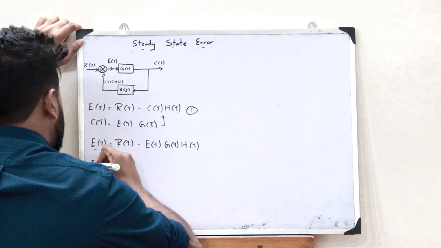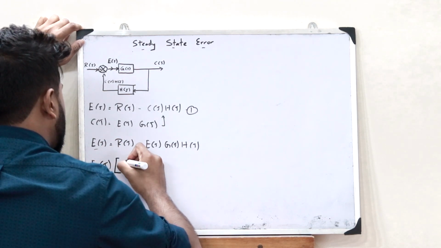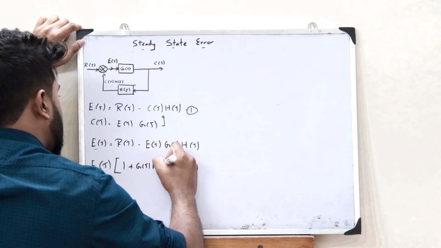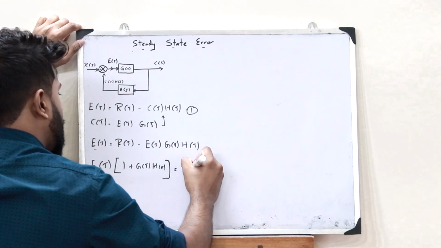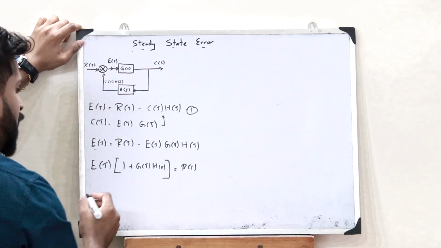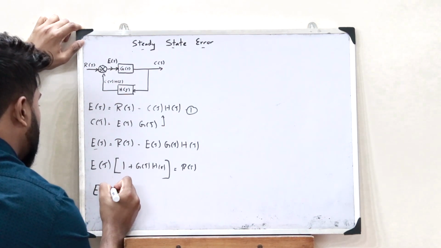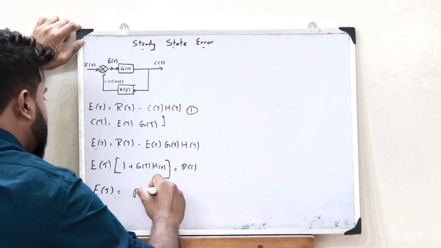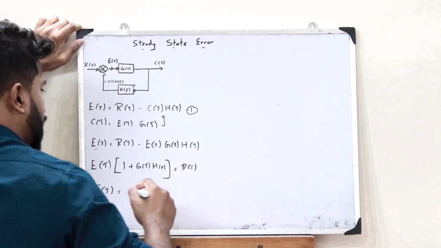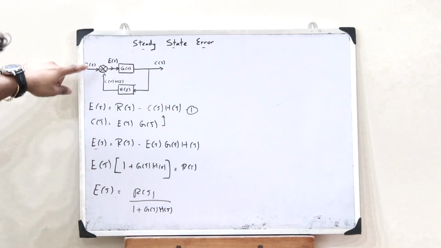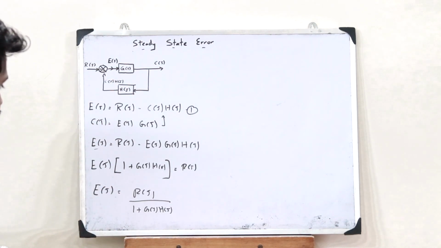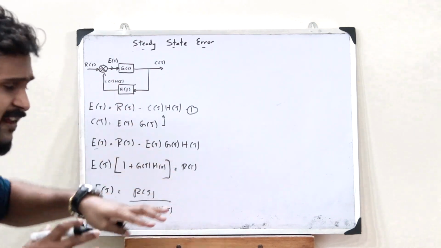Here we would get E of S multiplied by 1 plus G of S into H of S is equal to R of S. Therefore, this error signal can be obtained as E of S is equal to R of S divided by 1 plus G of S into H of S. This is the value of the error present inside this particular control system. That just gives you an idea of what the error is.